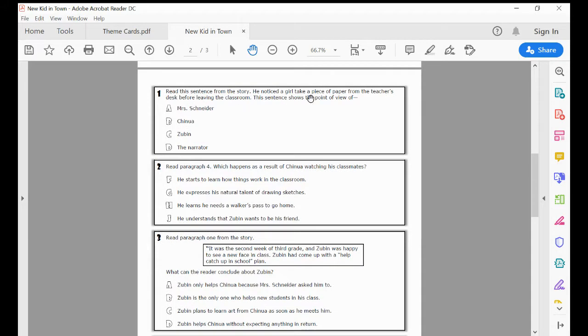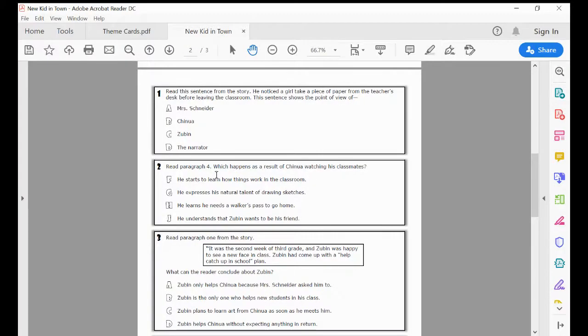1, read the sentence from the story. He noticed a girl take a piece of paper from the teacher's desk before leaving the room. This sentence shows the point of view. So again, we're going to see the point of view. Is it told from one of these characters' point of view? So are they saying I, or is it the narrator? Is it the narrator talking about everyone, naming them by name?